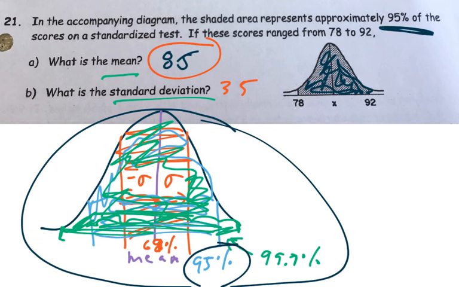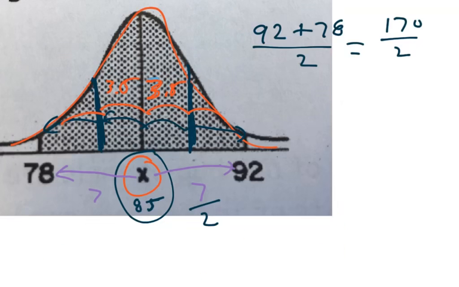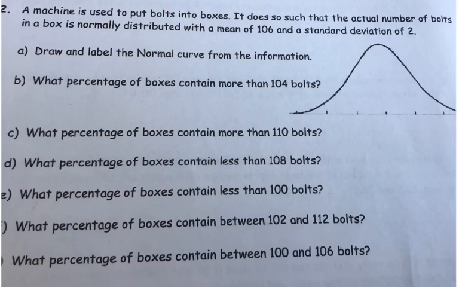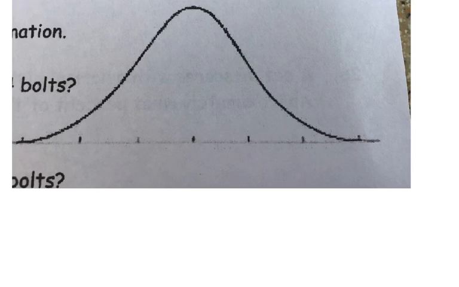Pause the video if you need to. Okay. Let's do one more here. This was number 22. Again, I'm going to do this graph on the next screen. We are told that our mean is 106, our standard deviation 2. So the middle of our graph is going to be where the mean is, 106, right? If the standard deviation is 2, I'm going to count 2 in each direction.